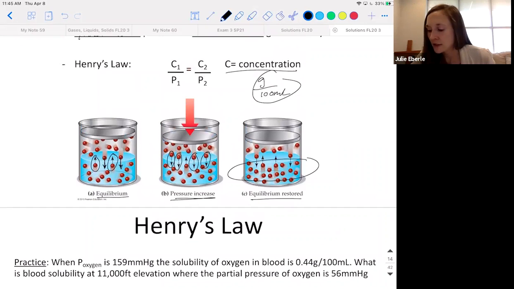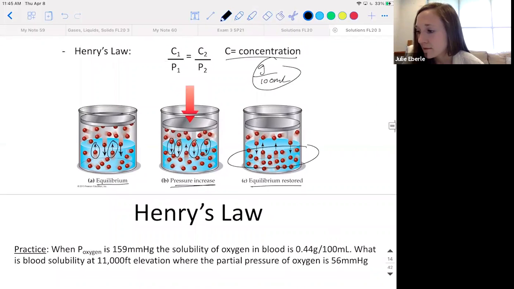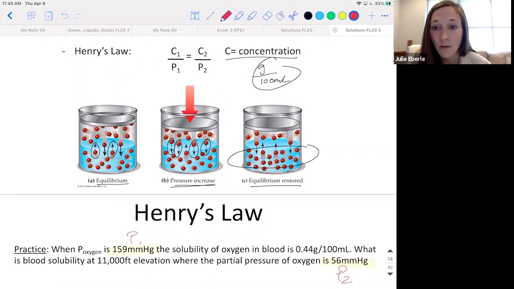When the partial pressure of oxygen is 159 millimeters of mercury, the solubility of oxygen in blood is 0.44 gram per 100 ml. There's our units of solubility. What is the blood solubility at 11,000 feet elevation where the partial pressure of oxygen is 56 millimeters mercury? Just like I would encourage you to do on a combined gas law problem, you need to highlight and annotate. So we've got a pressure here and a pressure here. So I'm just going to label these P1 and P2.